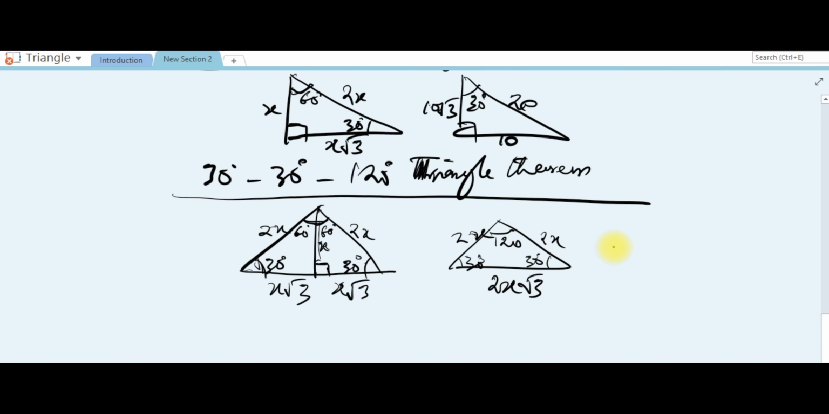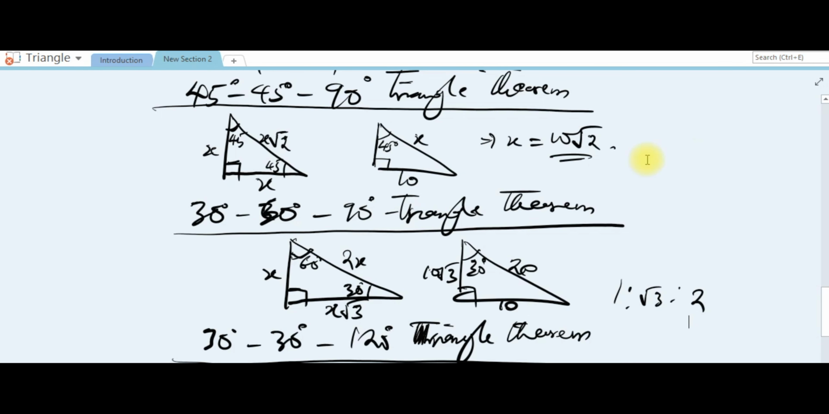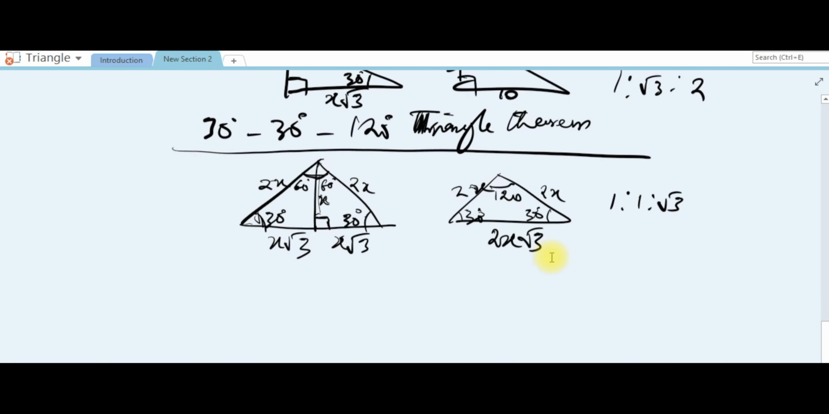So the sides are 2x, 2x, and 2x root 3, so the ratio of the sides is 1 is to 1 is to root 3. Because this is 2x, 2x, the same as 1 is to root 3 is to 2, while the first one is 1 is to 1 is to root 2. So that is very, very important. That's what the theorem states.